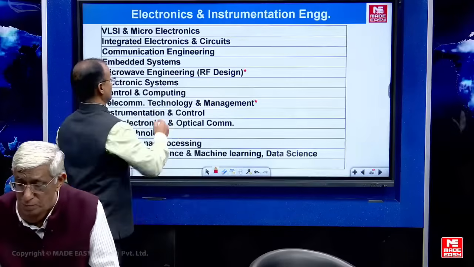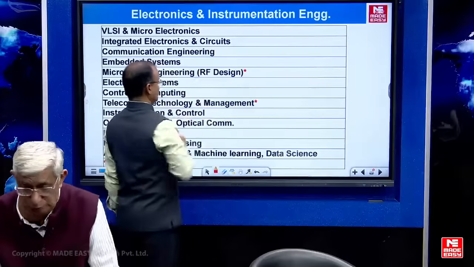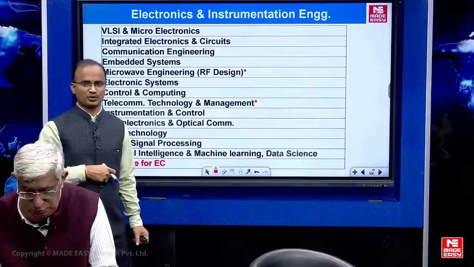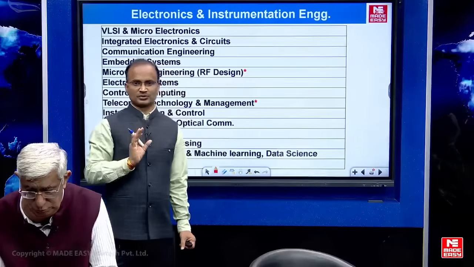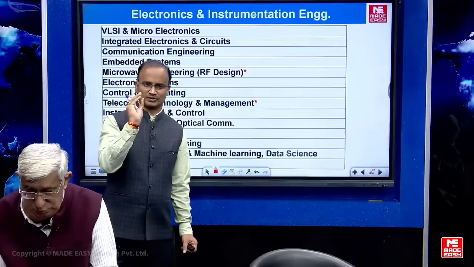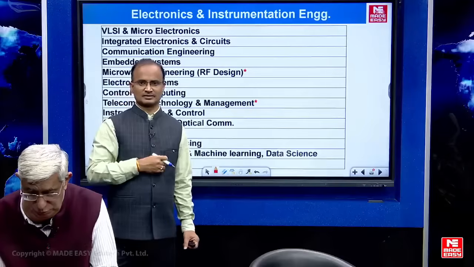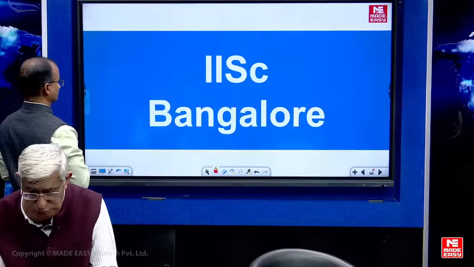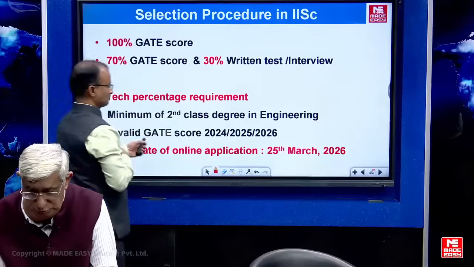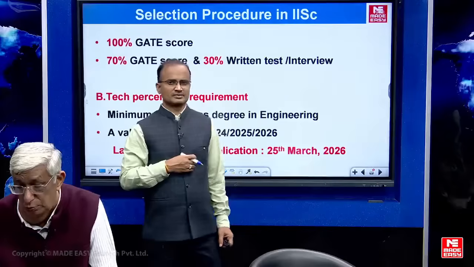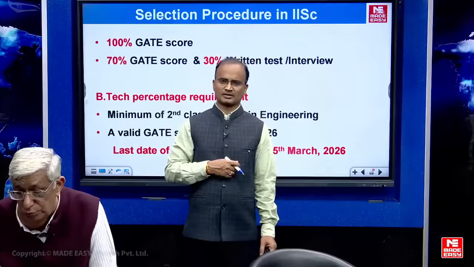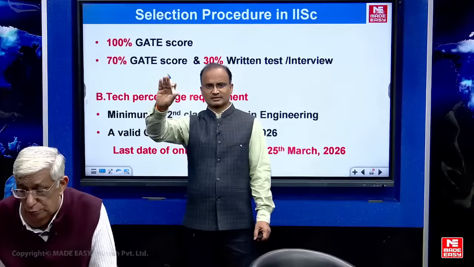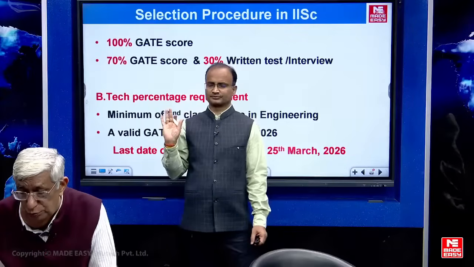The star mark indicates the interdisciplinary courses. For those, you have to appear for the interview also. But for the electronics core branches, there is direct selection. Again, IISc Bangalore's selection procedure was previously already concluded. The selection procedure is the same for electrical, electronics as well as instrumentation.